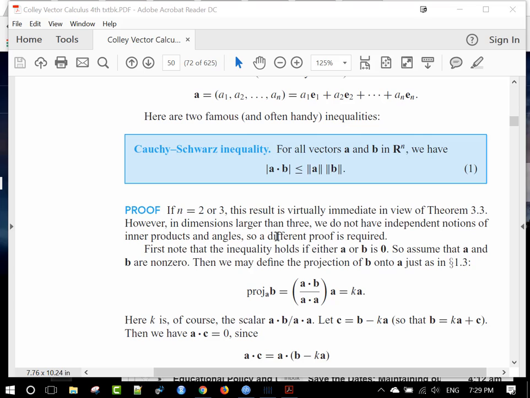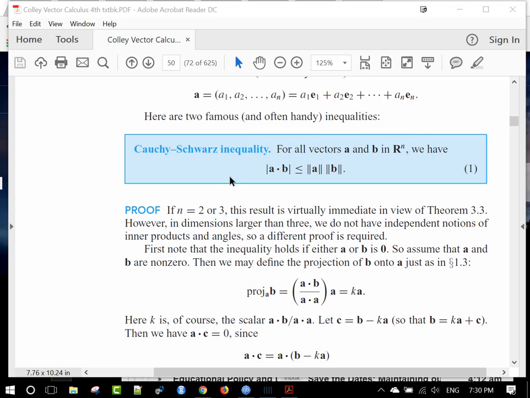So first they say, note that if either A or B is 0, then this will work, and this is true, because then you'll get 0 is less than or equal to 0, so it's true. So now we can test the cases where A and B are not 0, so we'll assume that they're not 0.